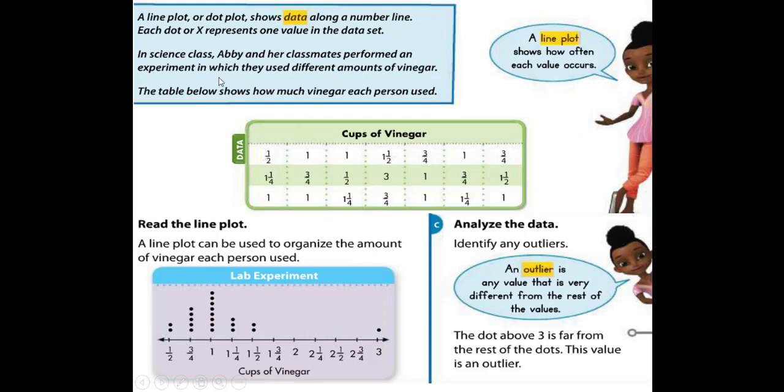Here he's explaining what a line plot is. It shows data along a number line, and each dot or X represents one value in the data set. A line plot shows how often each value occurs. And here, the outlier is any value that is very different from the rest of the values. Like this one here, you don't mention how many times it's repeated, you just mention the value itself. So the outlier here is the 3.